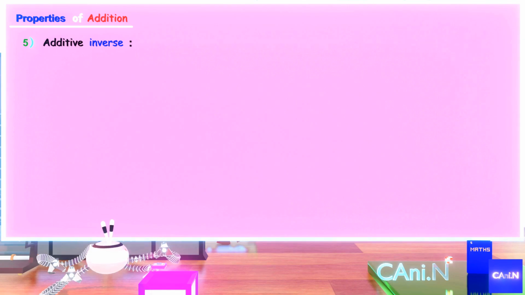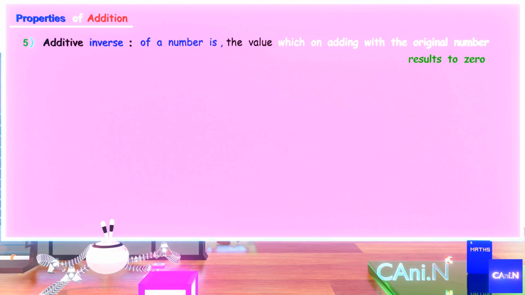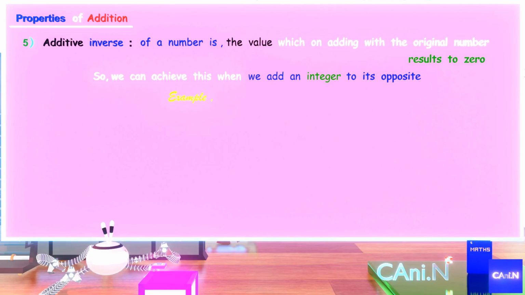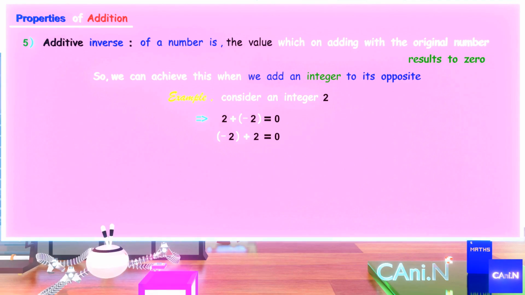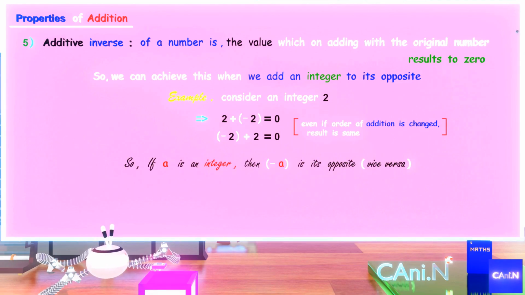Additive inverse. Additive inverse of a number is the value which on adding with the original number results to 0. So, we can achieve this when we add an integer to its opposite. Example. Consider an integer 2. 2 plus opposite of 2 is -2 equals 0. Or -2 plus opposite of -2 is +2 equals 0. So if a is an integer, then -a is the opposite, and vice versa.